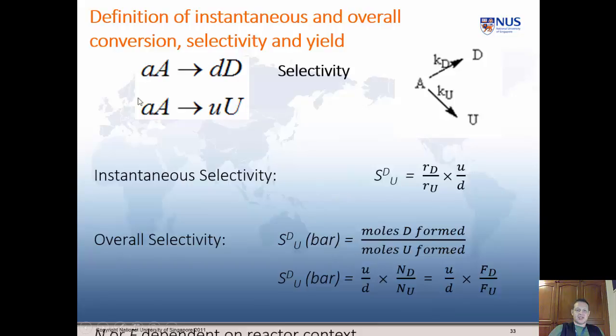Instantaneous, this now is this form. You've got effectively parallel reactions of A going to D, desired, or A going to U, the undesired. Instantaneous selectivity is obviously going to be that. Overall selectivity here, and then in terms of your stoichiometric coefficients. And note, if you're in a batch reactor, you're dealing with N, the number of molecules or moles. If you're in a flow reactor, you're dealing with F.